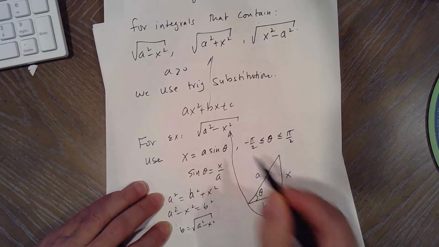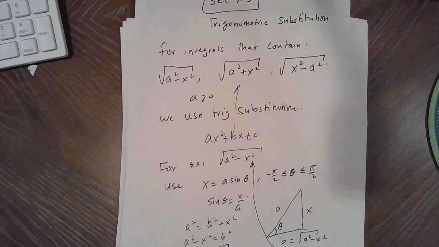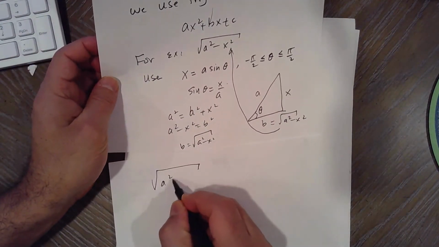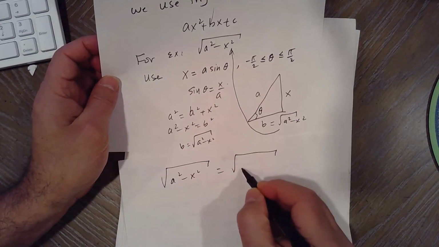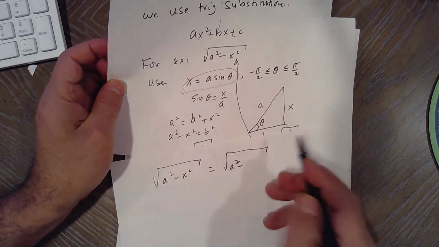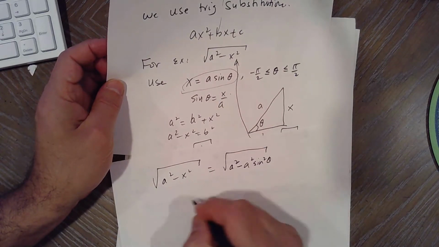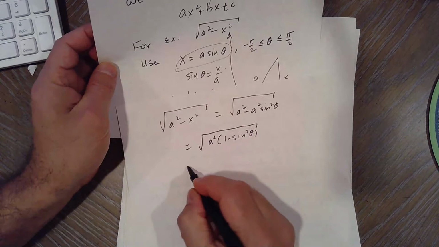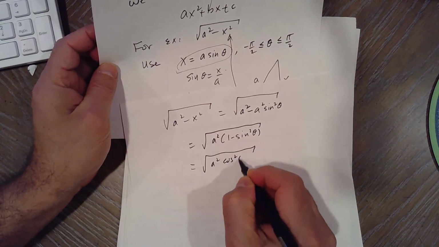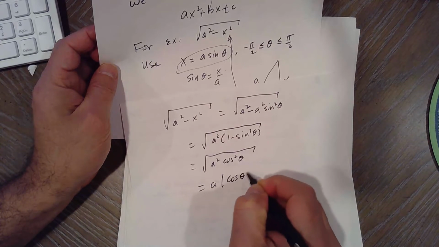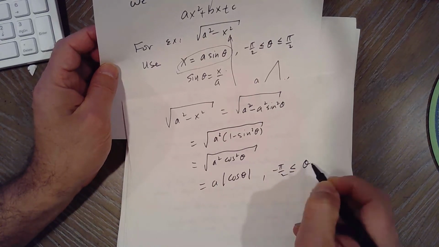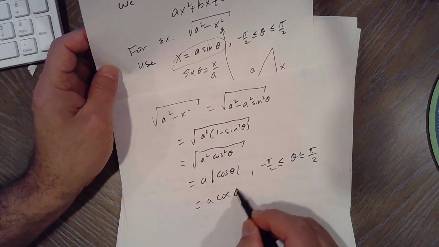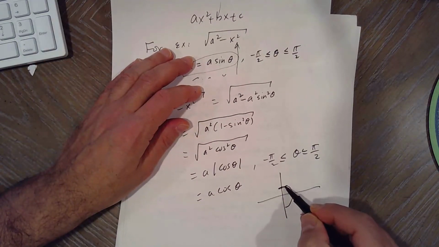And you can see this is the same as the radical we started with. So now, when we have square root of a squared minus x squared, with x equal to a sine theta, we get square root of a squared sine squared theta, which is square root of a squared times 1 minus sine squared. It comes out to a absolute value of cosine theta, but because theta is in the first or fourth quadrant, between negative pi over 2 and pi over 2, this is going to be a cosine theta. Cosine theta is positive here.